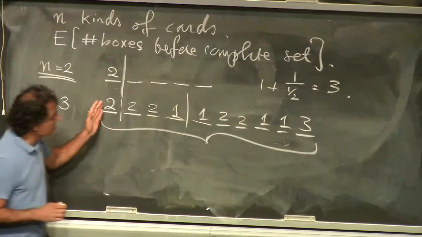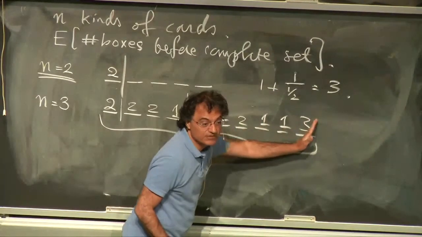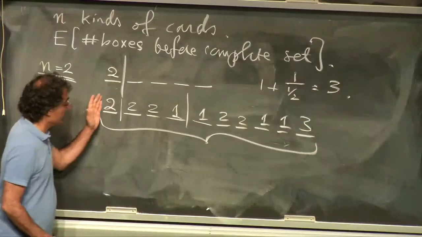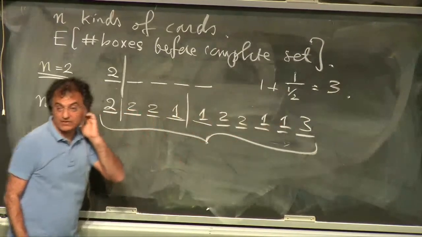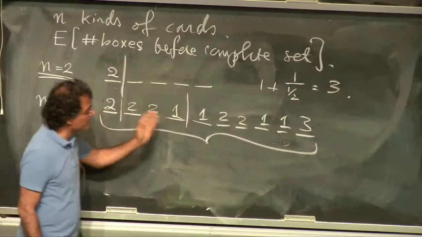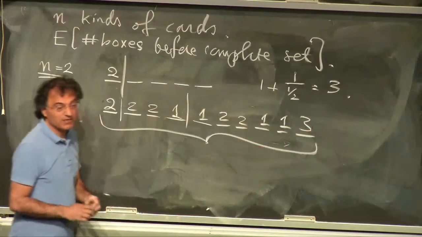Okay, so this is the first time you have a full set of cards, right? You have 1, 2, and 3, all of them, right? So what's the expected time before you got to this stage? So how would we compute that?